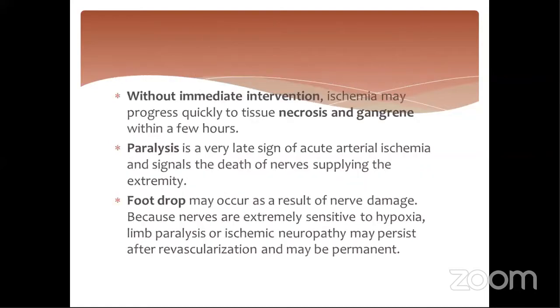Without immediate intervention, if ischemia happens to vital organs for a longer time, then necrosis and gangrene develop within a few hours, paralysis happens, and foot drop happens. Paralysis is a very late sign of acute arterial ischemia and signals the death of the nerve supplying the extremity. Foot drop may occur as a result of nerve damage, because nerves are extremely sensitive to hypoxia. Limb paralysis or ischemic neuropathy may persist after revascularization and may be permanent.